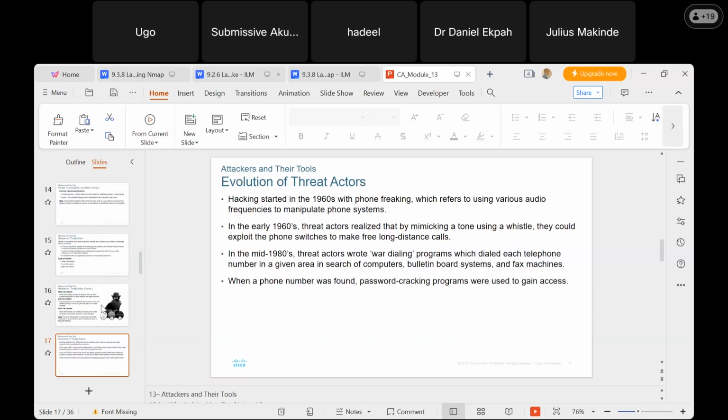So, evolution of the threat actors. Hacking started in the 60s with phone phreaking, which refers to using various audio frequencies to manipulate phone systems. Remember then, it was more or less circuit switching, and you had a lot of channels for communications. So it was quite easy for one to tap into some of these frequencies, to listen to conversations, or probably get some info.